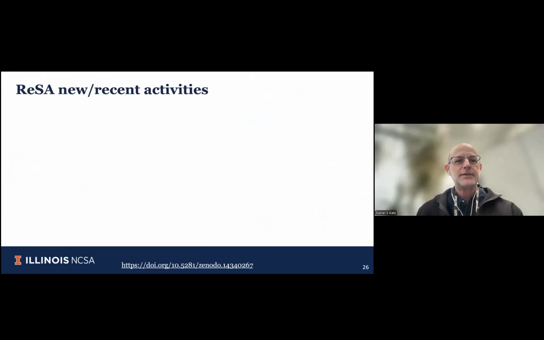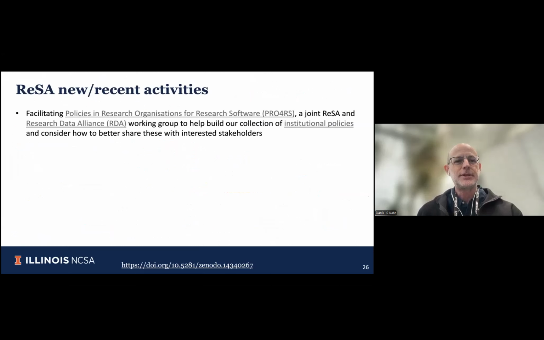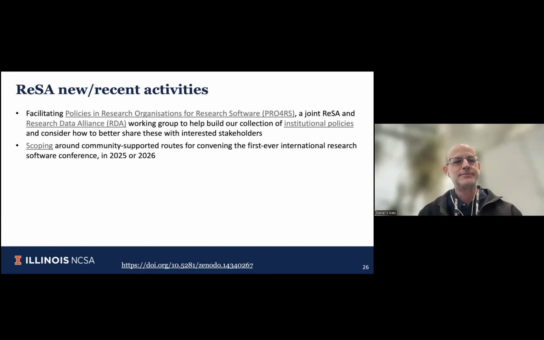So in addition to that, just to go through some of the recent things that we've been doing, we are facilitating a working group called Pro4RS, Policies in Research Organizations for Research Software. It's a joint ReSA and Research Data Alliance, or RDA, working group, which is trying to build a collection of institutional policies that touch on or include research software, and figure out how to better share those with stakeholders. And so this is something that potentially CURIOSS might be able to help with. If there are policies at your university, at your institution, and we don't have them, we'd be very interested in including those inside of our collection and in the analysis that we're doing with them.